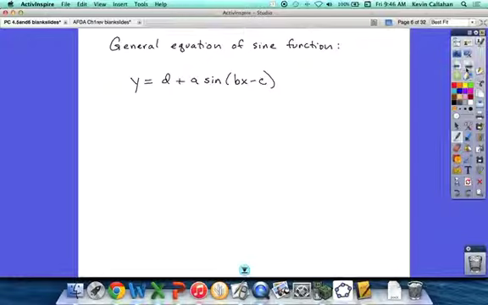Now, you can see that this constant right here sometimes is written at the end when you see it. It doesn't matter. It's still just a constant, right? It's not part of the sine function term at all.